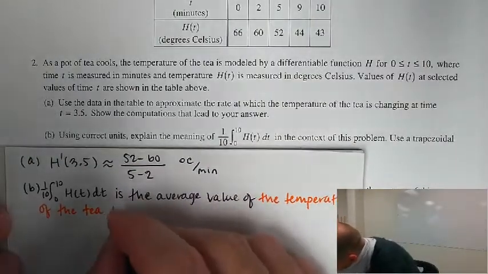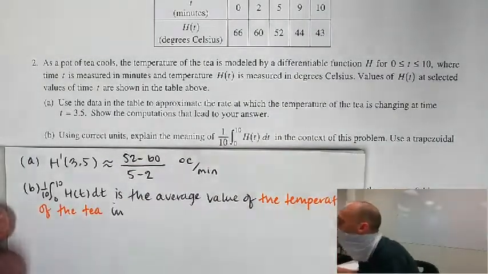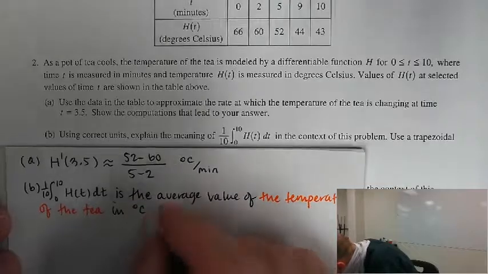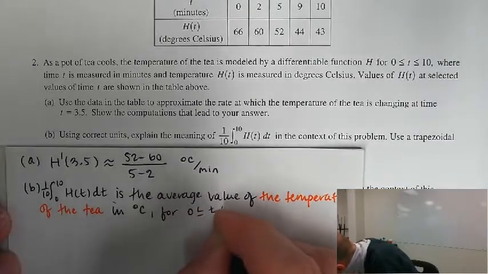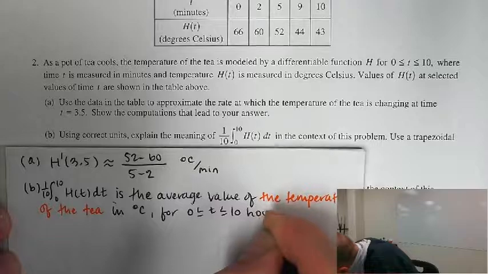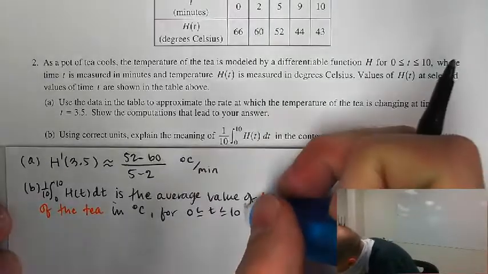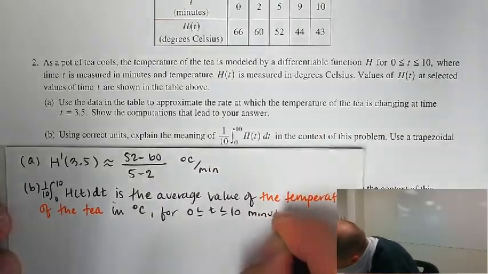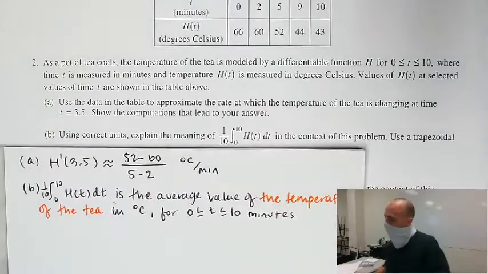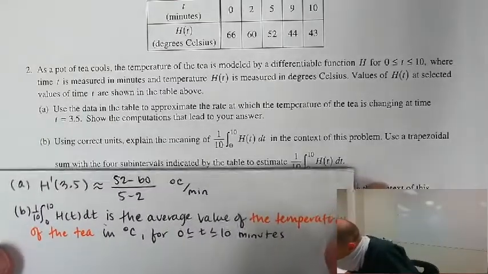And using correct units, what would the average temperature be? It would be in degrees Celsius, for 0 to 10 hours. Thank you. Yeah, you don't need to let tea cool for hours. Thank you. That's helpful.